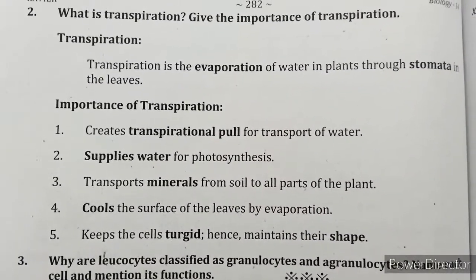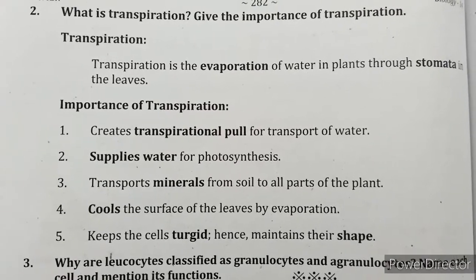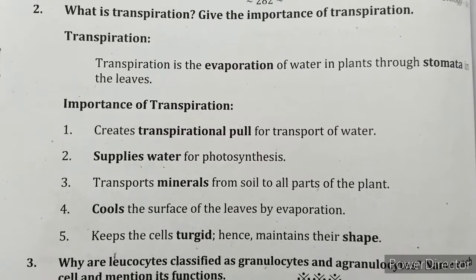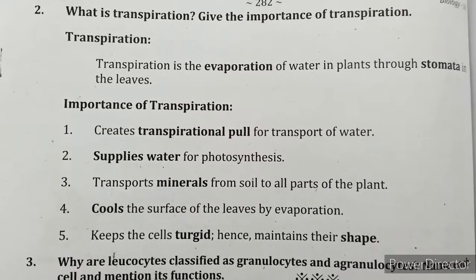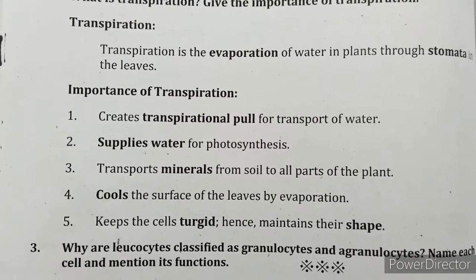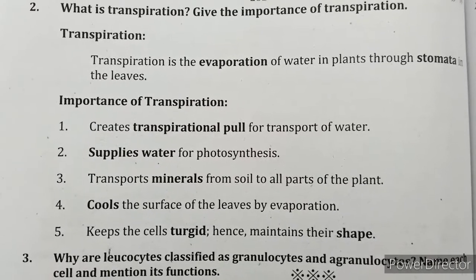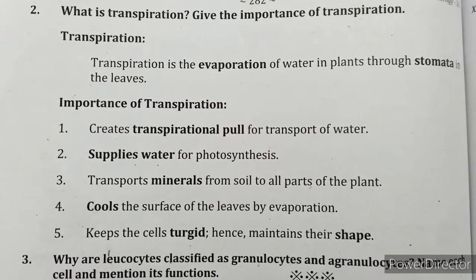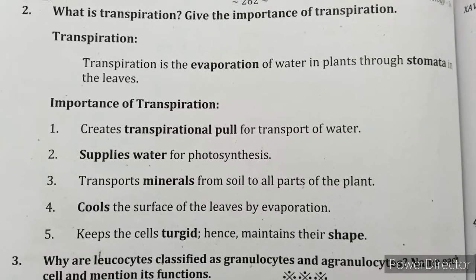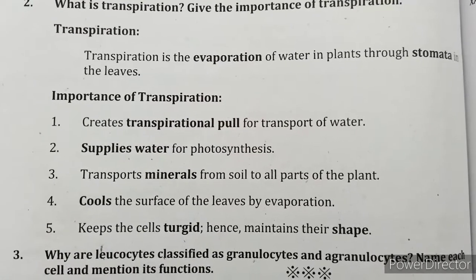What is transpiration? Give the importance of transpiration. Transpiration is the evaporation of water in plants through stomata in the leaves. Importance of transpiration: creates transpirational pull for transport of water. Supplies water for photosynthesis. Transports minerals from soil to all the parts of the plant. Cools the surface of the leaves by evaporation. Keeps the cells turgid, hence maintains their shape.